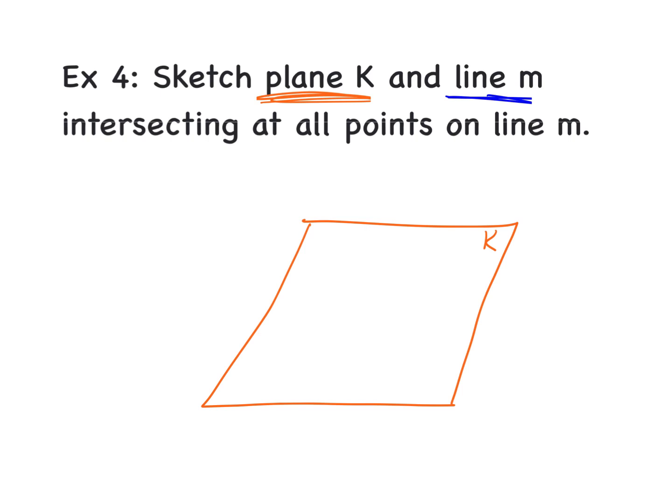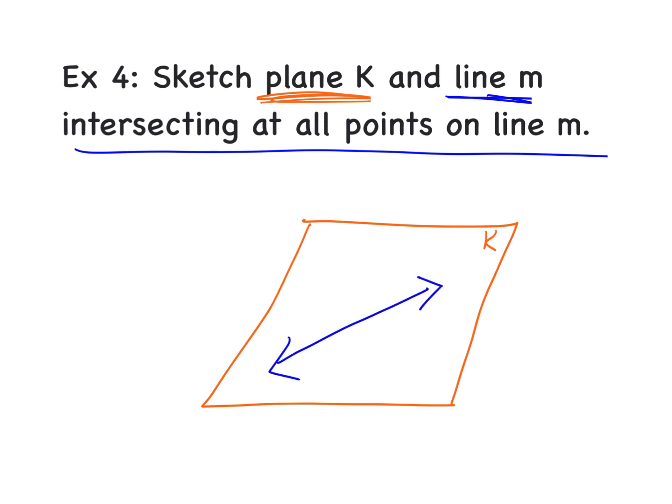All right, then we have line M intersecting at all points on line M. So since it's intersecting at all points, it's just going to lay right on top of it. So we're literally just going to draw a line sitting on top of it. Don't make it extend outside the edges or anything. Just keep it all inside the plane like that. And then line M. Is M a point or a creeper letter? Creeper letter. It's just by itself, right? So remember when we do a creeper letter on a line, just put it somewhere by the arrow with no dot. And that's it on this one.